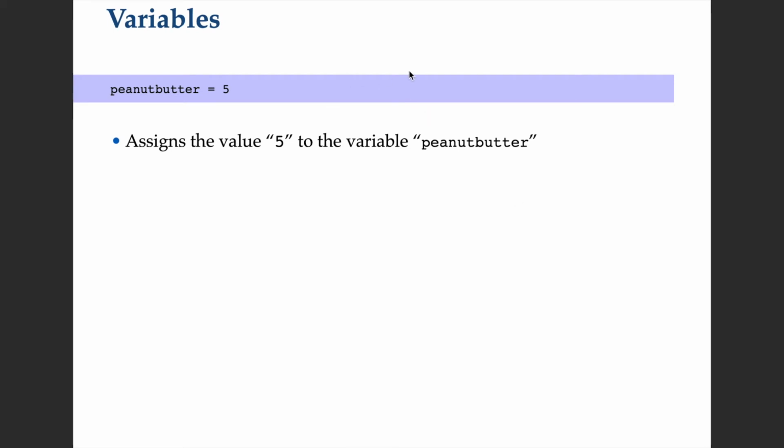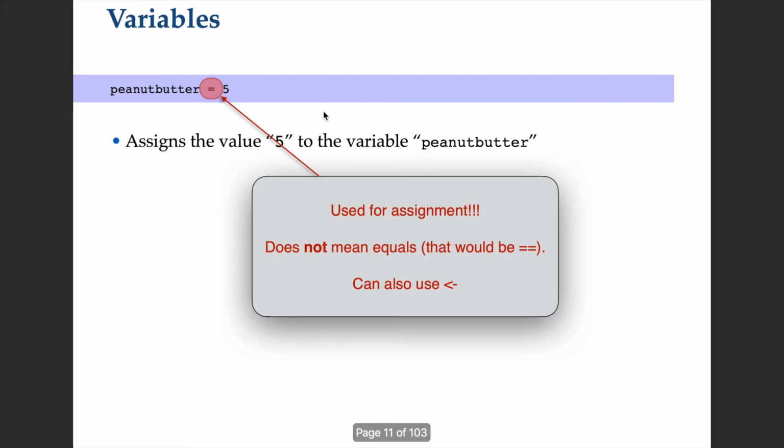Again, you can type this into the command line of R. If we type this, we're saying peanut butter equals 5, but this actually doesn't mean equals. In R, the equal sign is used for assignment, not for equals, and we'll clarify that in a minute. What this command is doing is it's assigning the number 5 to the variable called peanut butter. And so now you can use peanut butter in your code anytime you want to use the number 5.